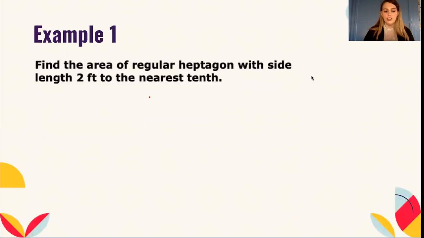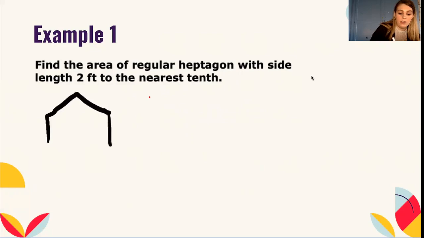So looking at this first example, we want to find the area of a regular heptagon with the side length of 2 feet to the nearest tenth. So I'm going to start by drawing to the best of my ability, y'all. You TSAS artists will make fun of me when I try to draw these shapes. Heptagons have 7 sides, so they're a little bit difficult for me. Here's my heptagon. Here's my center.